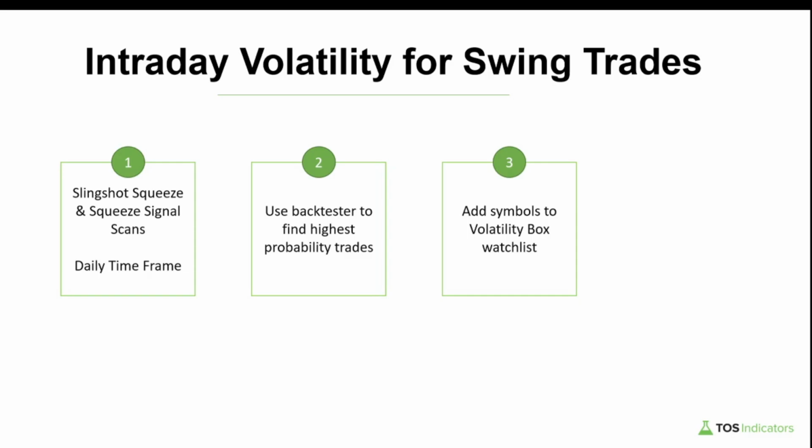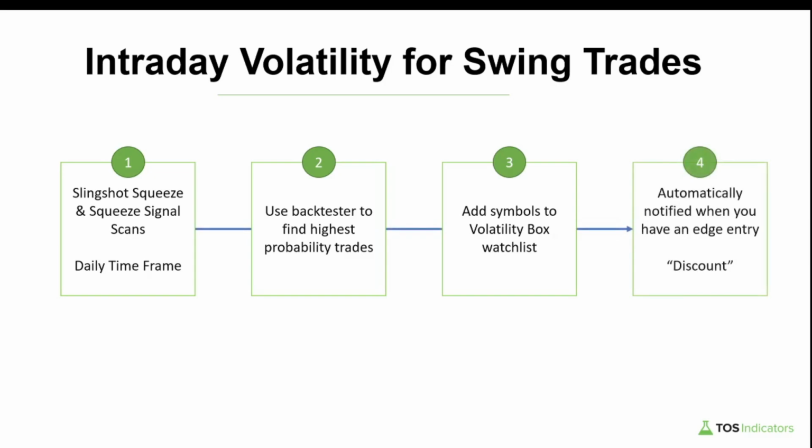So say as an example, Apple was on your Slingshot Squeeze scan. You saw that the backtester told you that, hey, Apple does fairly well, but Apple may have been extended at the time. Well, the Volatility Box platform will notify you anytime Apple is pulling back to a point that's significant enough for you to say, hey, I have an edge here. Let's go ahead and enter this longer term trade based off of what we're seeing in the markets today in terms of volatility.